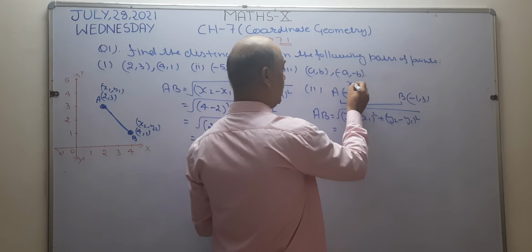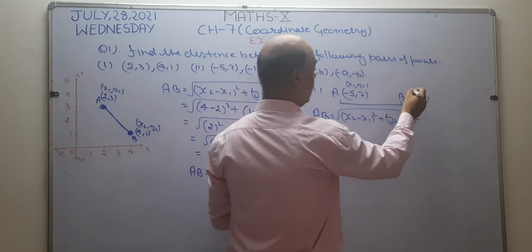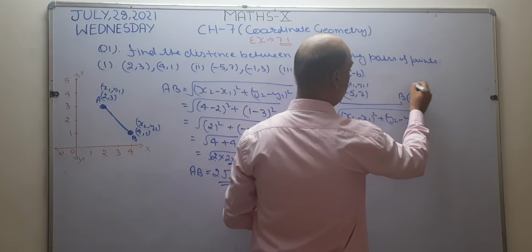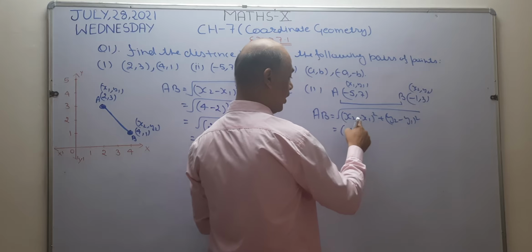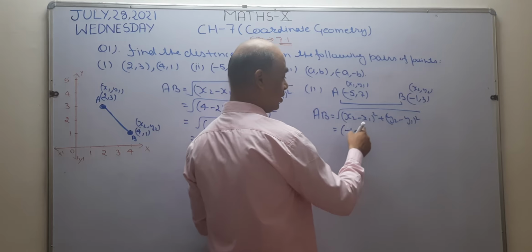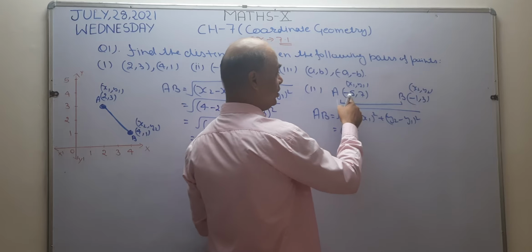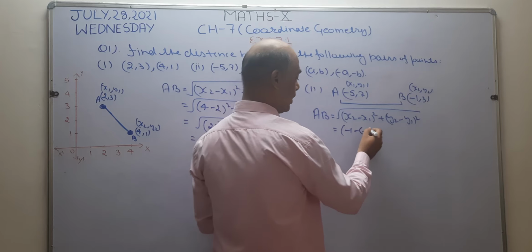Now this becomes x1, y1. This becomes x2, y2. Now the value of x2 is -1. Write here -1. After that, according to the formula, minus sign is there. What is the value of x1? x1 is -5. So write here -5 like this.